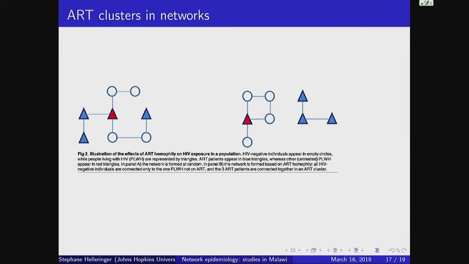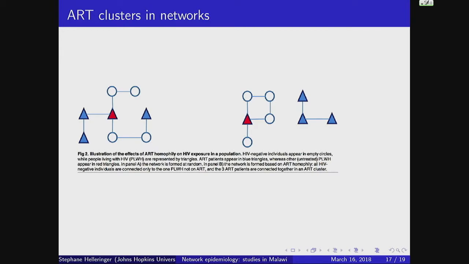So, do they preferentially choose partners who are also on treatment rather than partners chosen at random in the population? And we did find some clusters of ART patients within our networks, and we tried to find out whether they may have an impact on the population-level effect of ARV treatment in reducing HIV incidence. And we think so because of that particular mechanism.